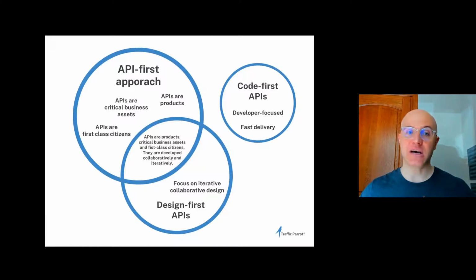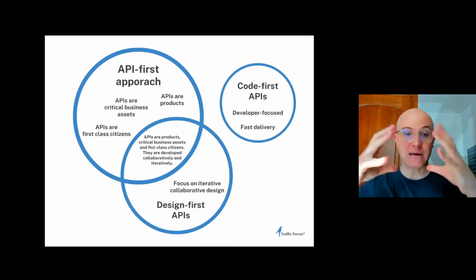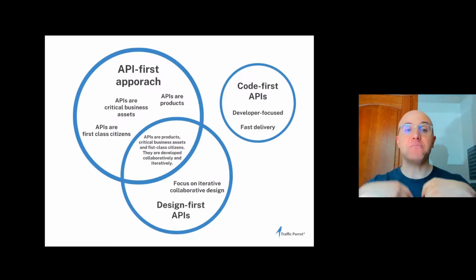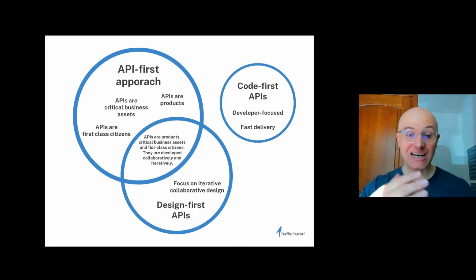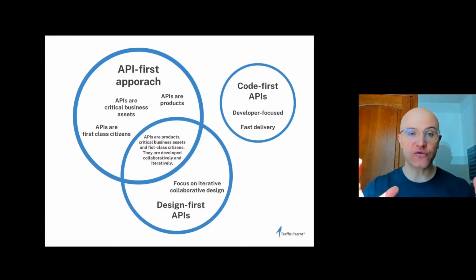And then there's APIs that are both API first and design first. So the APIs are products, critical business assets, and first-class citizens, and they are actually designed first before the code's written. Okay, so yeah, there we go. Those are the three terms you'll see people use, and they're quite different, especially API first and design first. Don't confuse them.